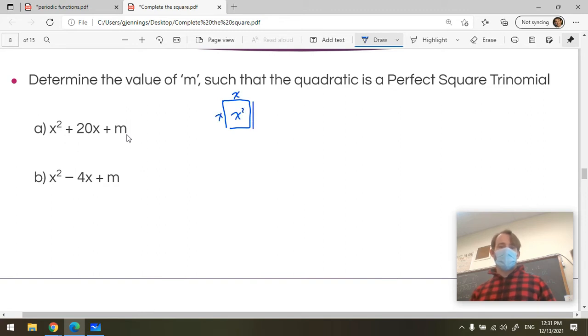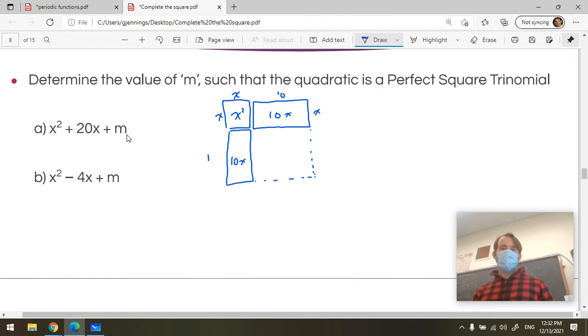And then I'm going to have 10x this way. This is 10 times x, so this is an area 10x. And then this is 10 times x over here, so this is also an area 10x. Notice I've just taken this 20x and I split it in half. Okay? So I would want something in here that makes this a perfect square. Well, can people see that that would be 10 times 10? It's 100 here. So m equals 100.